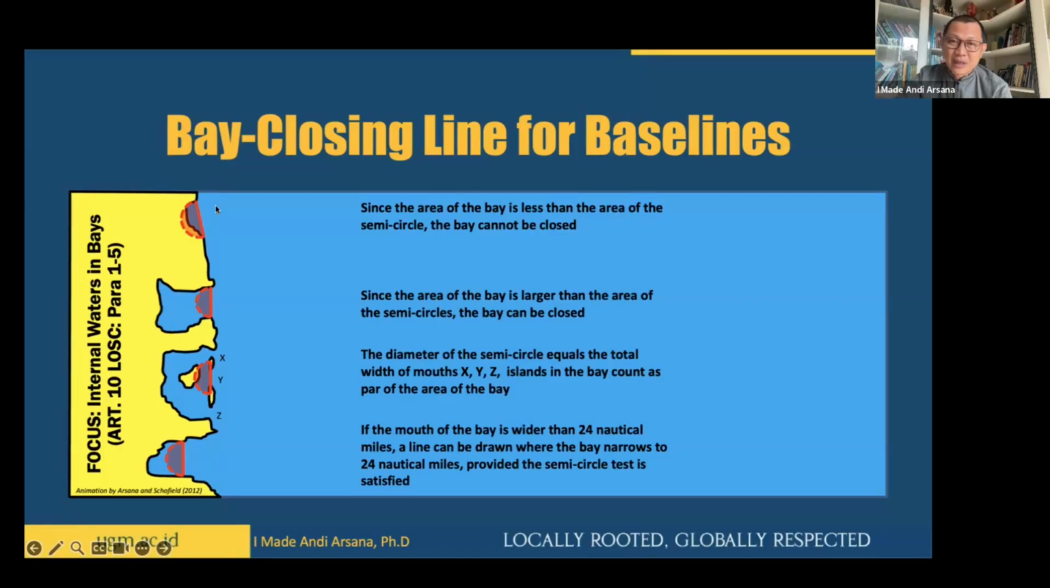So now with this combination, this is actually your baseline. So from here, this is bay closing line. From here again, this is multiple closing line, XYZ over here. 1, 2, and then 3, and then up to here, and then up to here. This is not over here, but this is actually over here because it is not a bay. So then from that, we can measure the 12 nautical miles, which look like that. So this is now your 12 nautical miles of territorial sea based on the combination of baselines over there.